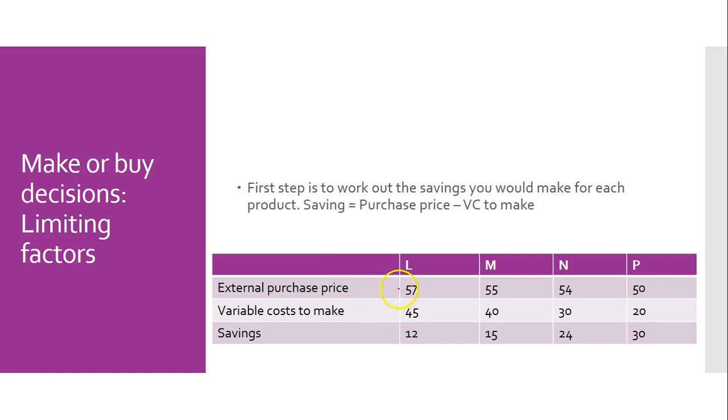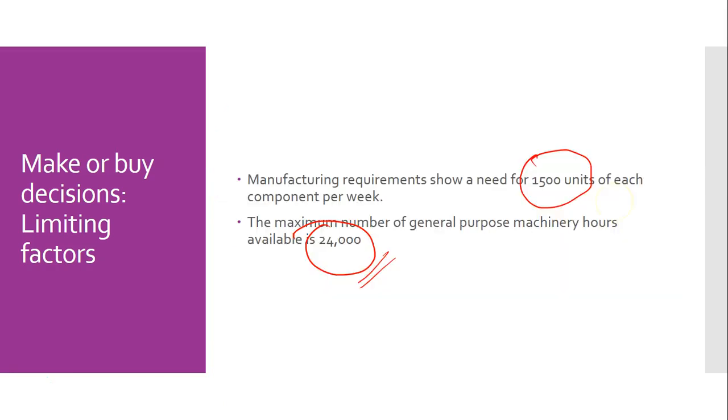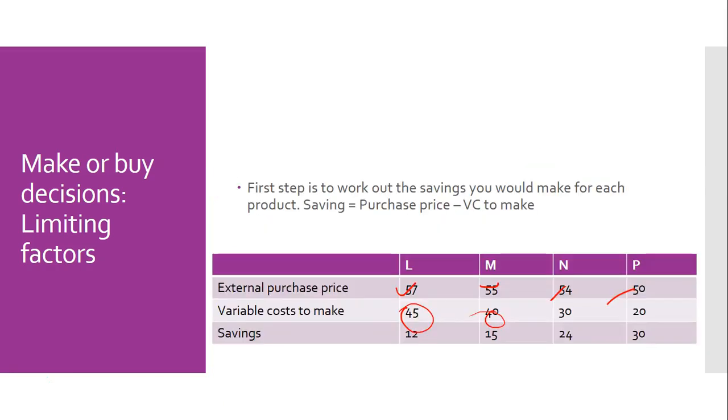So this is the external purchase price, 57. I worked out the variable costs: 45, 40, 30, and 20. If we go back quickly, we can see this was 55. By the time I take that out, it becomes 45. 46 minus 6 is 40, 34 minus 4, 23 minus 3. So going forward, this is the scenario: we have the external price, we have the variable cost, and thus the saving on the process of making each of these items.